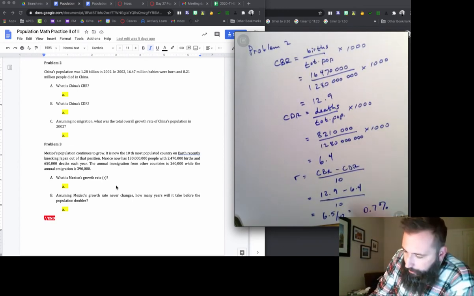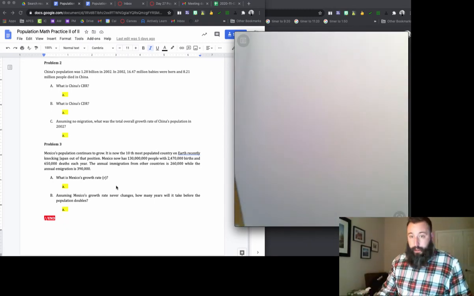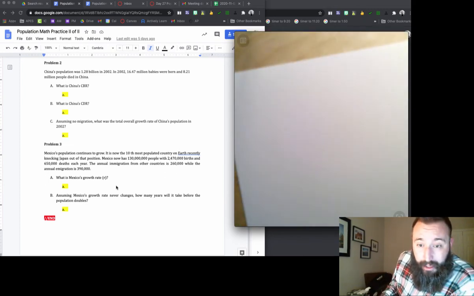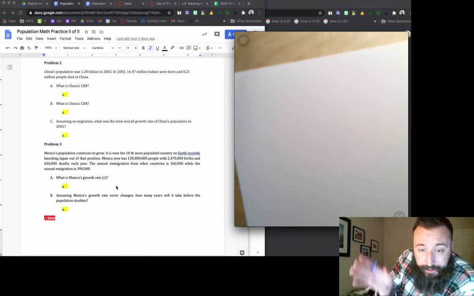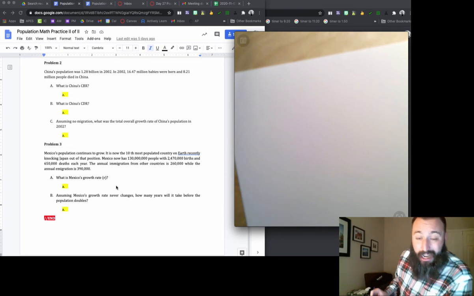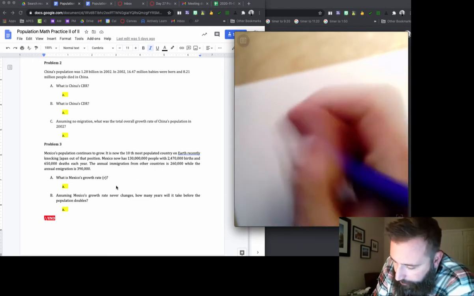All right, let's do problem 3 here. Problem 3 is one that asks us to account for migration into and out of a country. So let's take a look. It says Mexico's population continues to grow. It is now the 10th most populated country on Earth, recently knocking Japan out of that position. Mexico now has 130 million people with 2,470,000 births, 650,000 deaths per year. The annual immigration from other countries is 260,000, while the annual emigration is 390,000. So, gosh, what is Mexico's growth rate? And then this turns into a doubling question, right?